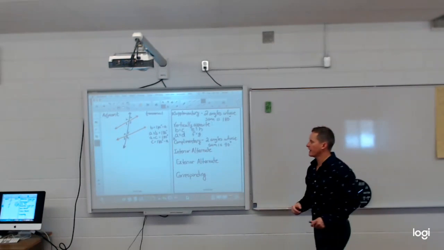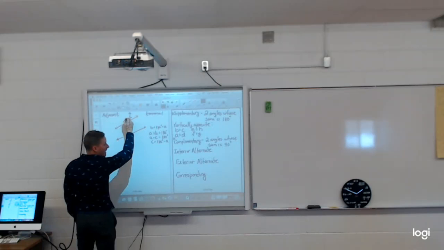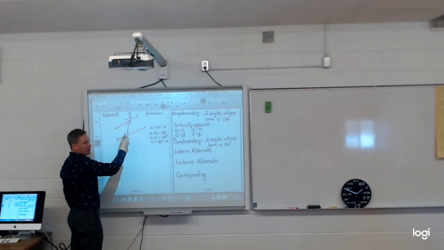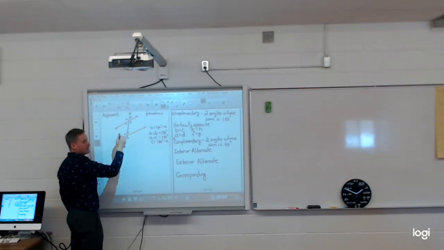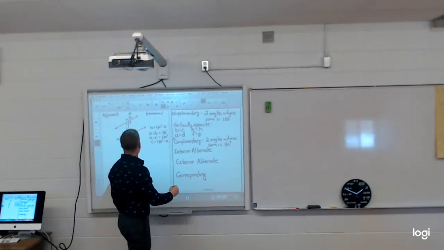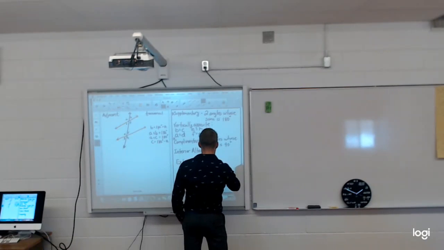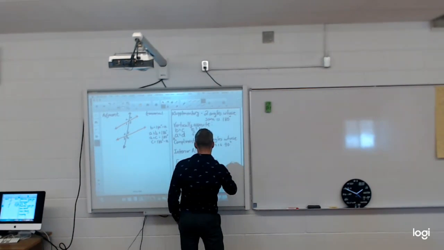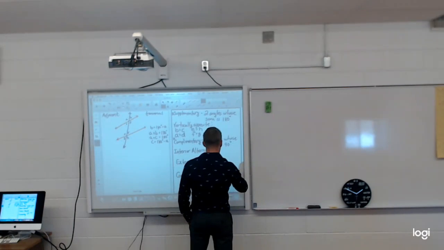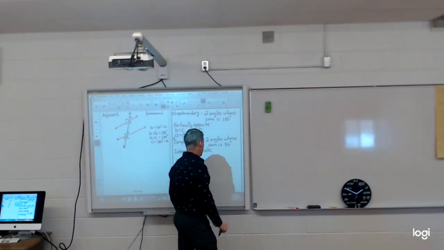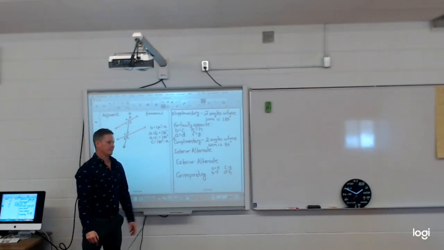Those are corresponding angles. This guy's in the top left. This guy's also in the top left. Top right, bottom left, bottom right. So the corresponding angles are A and E. But that wouldn't always work. Yes, it does if they're parallel lines. Yeah, B and F. C equals G. And D equals H. Those are corresponding angles.